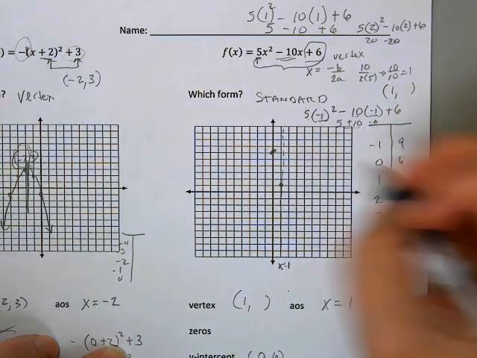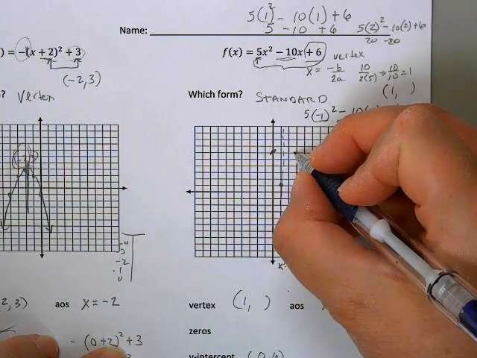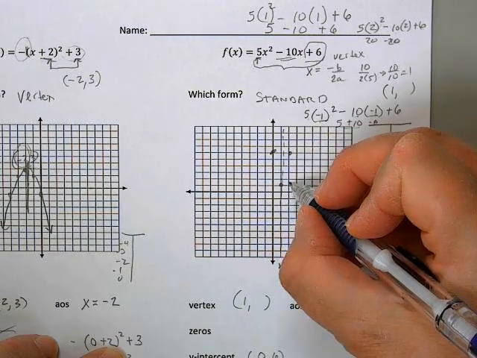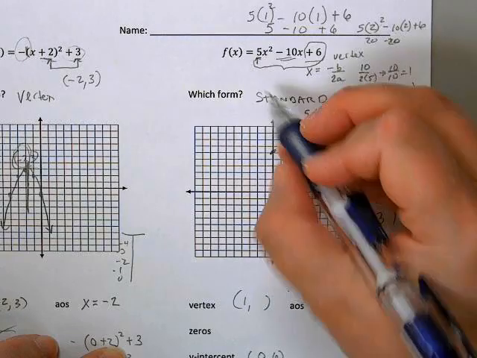So at 1, 1, and at 2, I'm also at 6. So you can see again how this goes input 1, output 1, 2, 3, 4, 5, because this is a 5.